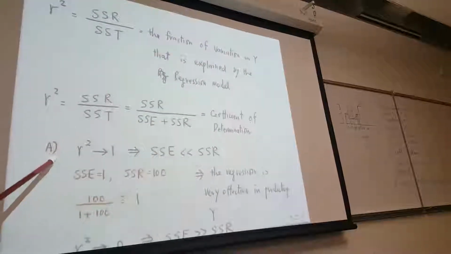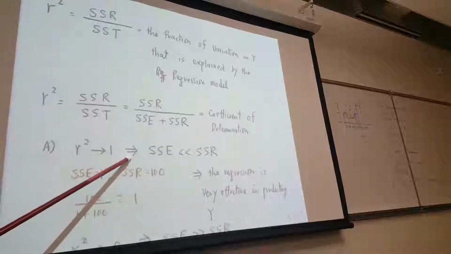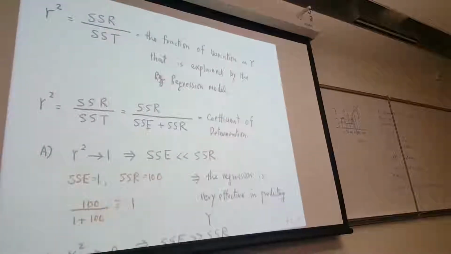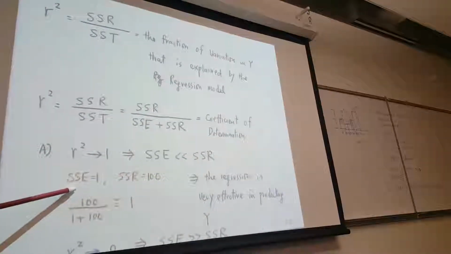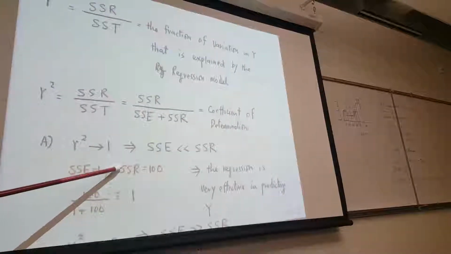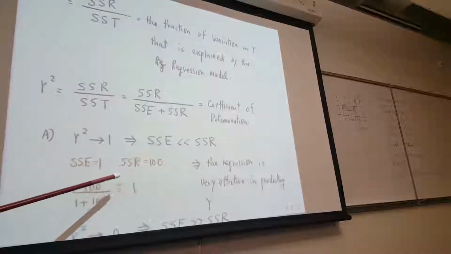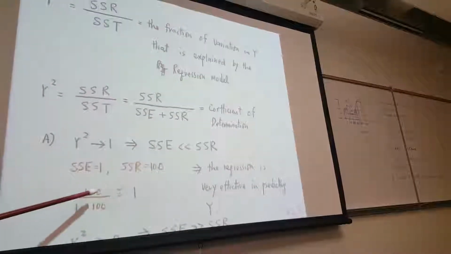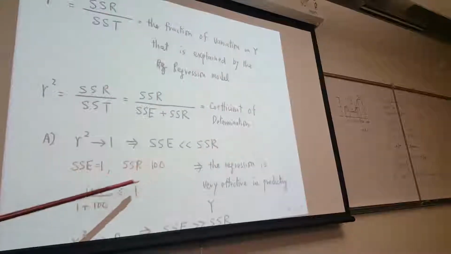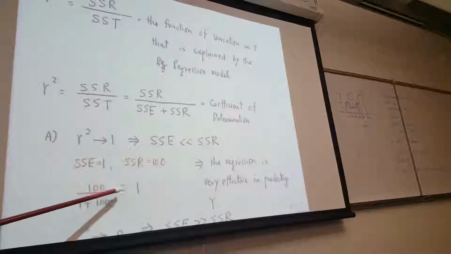Let's look at A. When R squared is close to 1, that means SSE will be much, much smaller than SSR. And why is that? Very easy to understand. Say SSE is 1, SSR is 100. Look at the ratio here. SSR is 100, you put 100 here. SSE is 1, you put 1 here. SSR is 100 here again. So it's 100 divided by 101. This number is very close to 1.